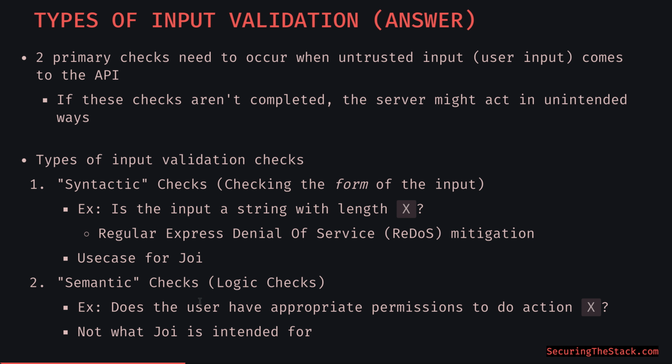So anyhow, semantic checks, these are more logic checks, okay? And an example of this would be, does the user have appropriate permissions to do a certain action? Now, this is not what Joi is intended for, okay? So that is something that could be a big topic for another tutorial, but it's not within the scope of this tutorial or within Joi.